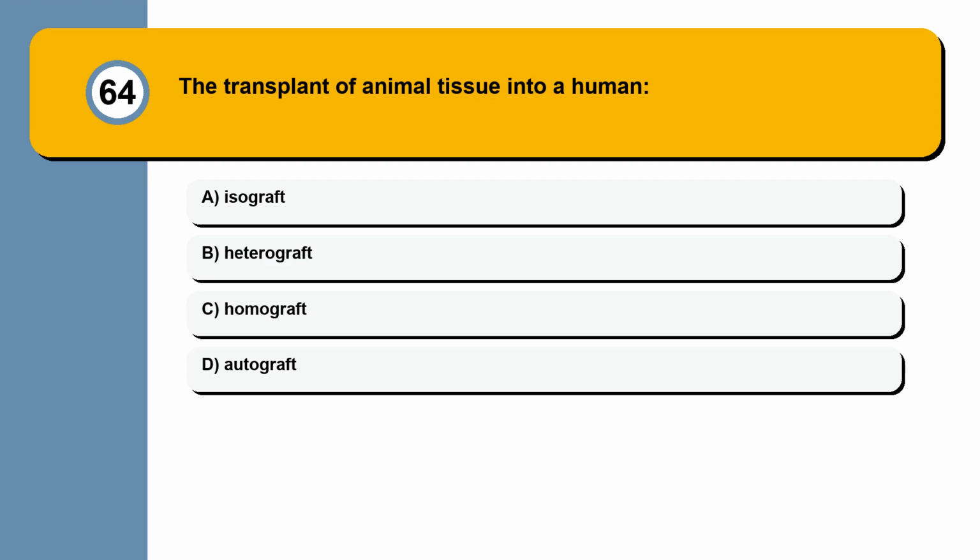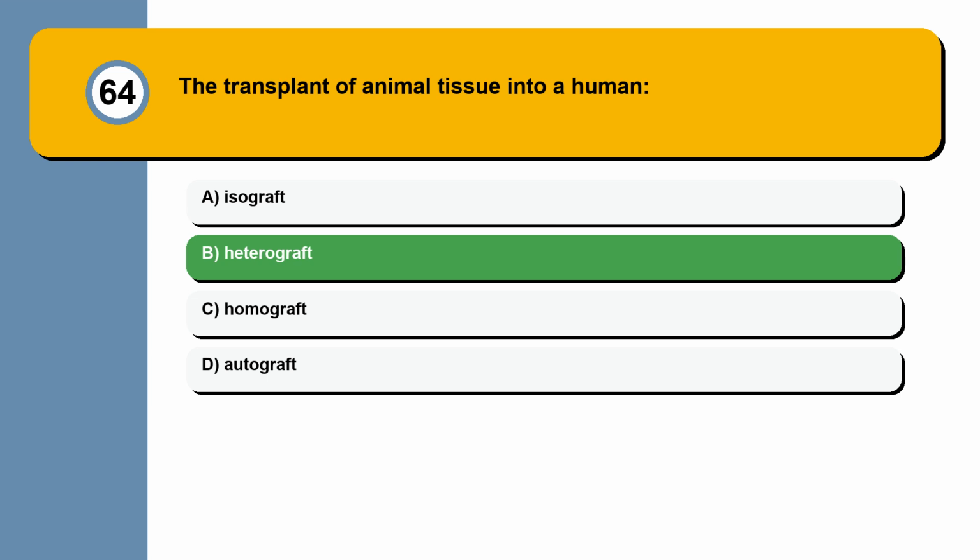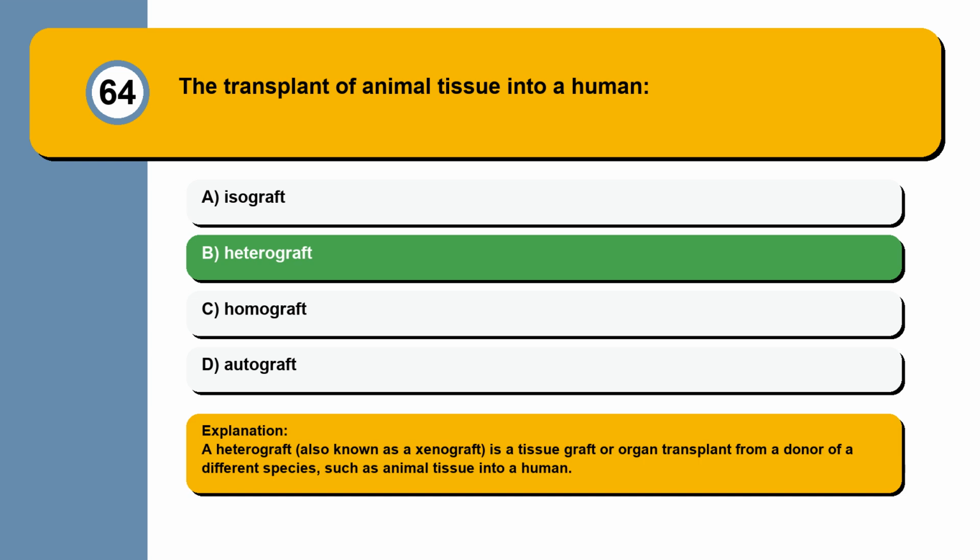Question 64. The transplant of animal tissue into a human. Here are your options. Option A, isograft. Option B, heterograft. Option C, homograft. Option D, autograft. The correct answer is option B, heterograft. Explanation. A heterograft, also known as a xenograft, is a tissue graft or organ transplant from a donor of a different species, such as animal tissue, into a human.